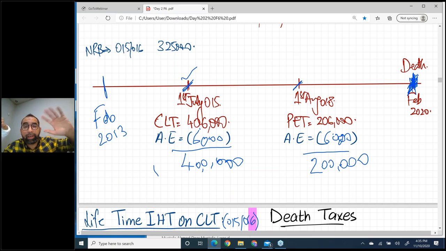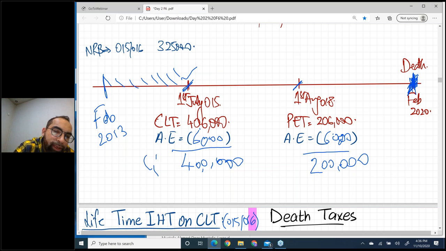Now look at my face, my camera, my fingers. From the last 7 years, now you have to walk. You know how to walk? You have to walk left to right. See, left to right, left to right. Which gift is coming first? CLT. Left to right is mandatory. Don't forget. You go 7 years back from the date of death, and then you start walking left to right. So if you walk left to right, the first thing that will come is the CLT.